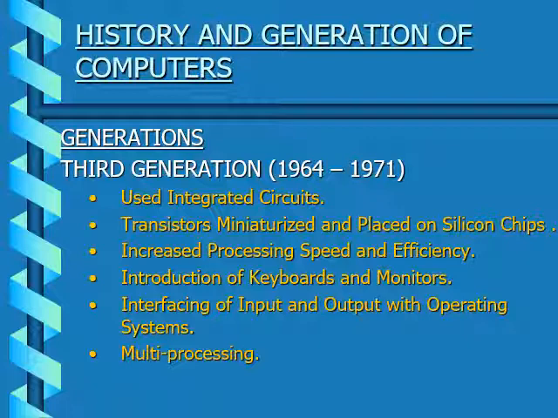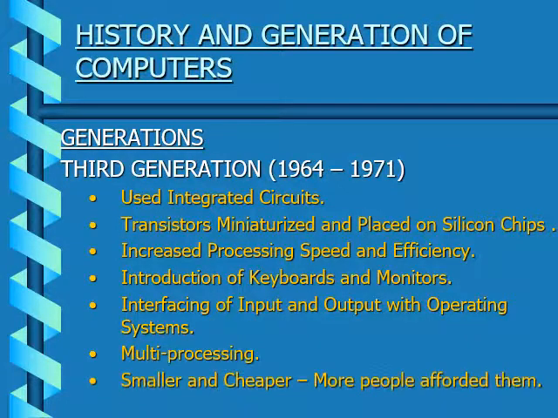And then there was what we call multi-processing. All that came about in the third generation. Machines became smaller and cheaper, and more people could afford them.